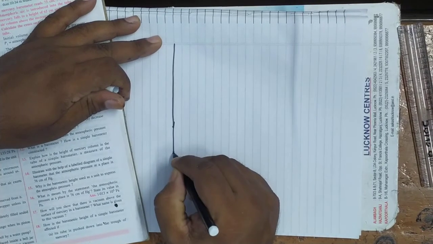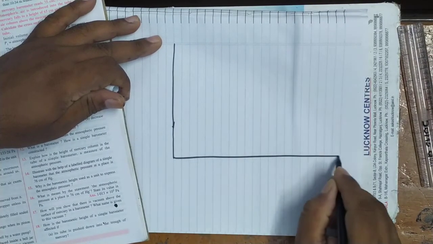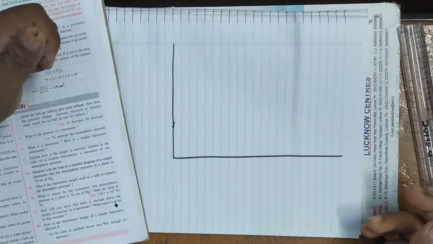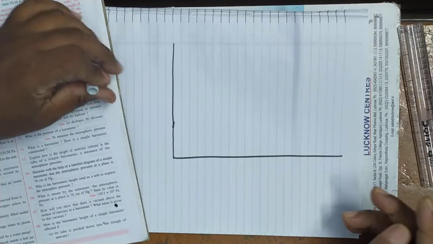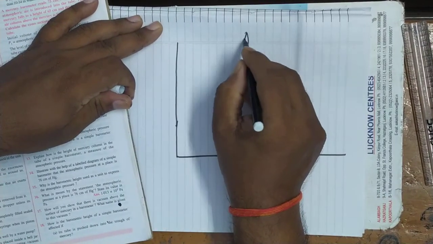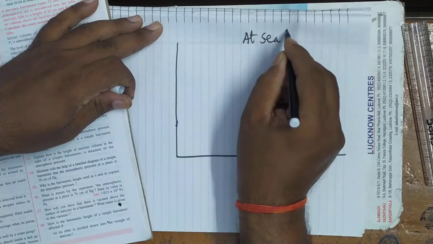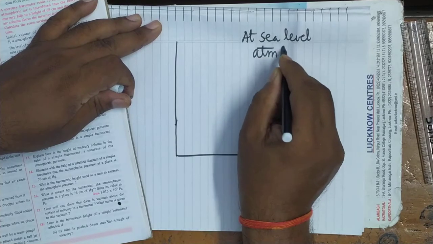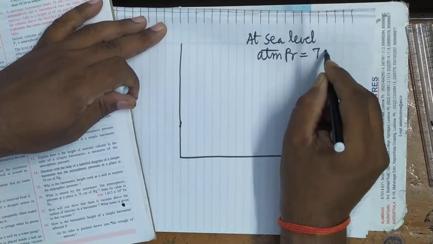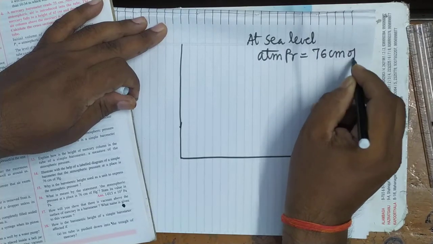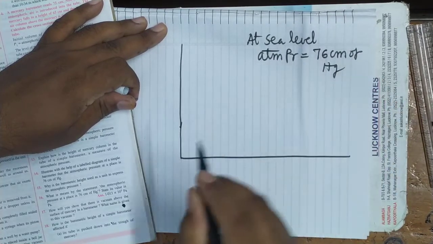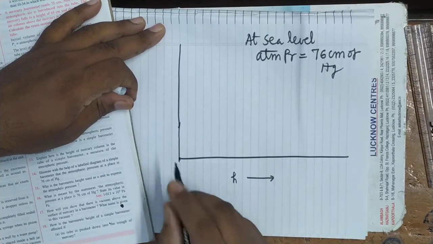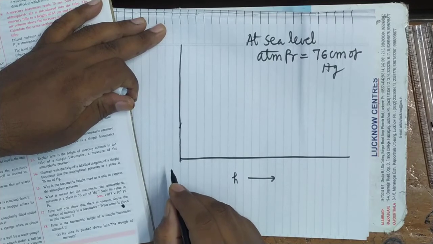What is the atmospheric pressure at sea level? At sea level, it is assumed to be 76 centimeter of mercury column. At sea level, atmospheric pressure is equivalent to 76 centimeter of mercury. Now here we have divided the height from sea level in 6 kilometers.